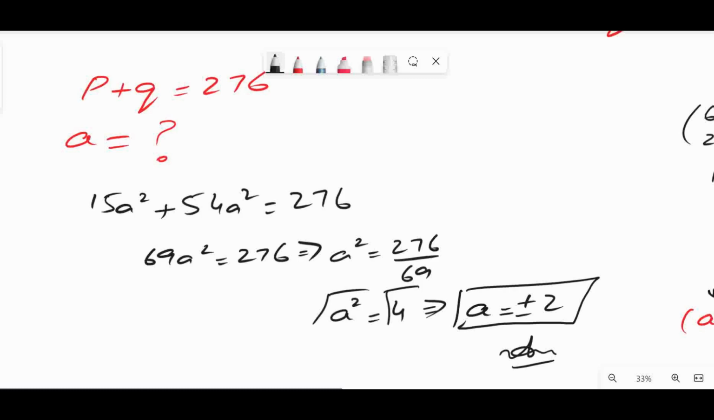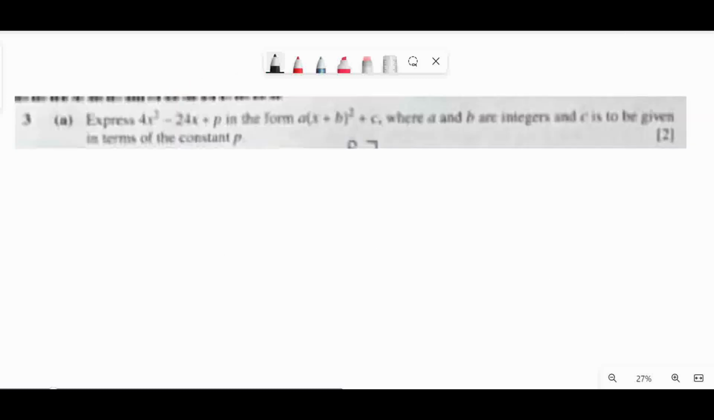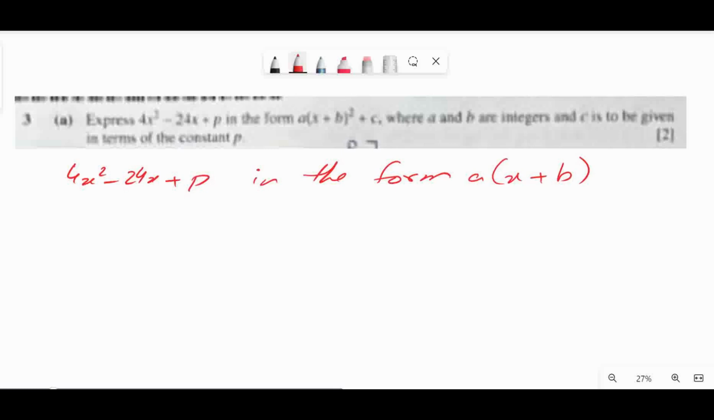This is the final answer for this second question. Let's move on to the next question. Question number 3: express 4x^2 minus 24x plus p in the form. This is a very simple question related to completing the square. We have to use the completing the square method for this question.